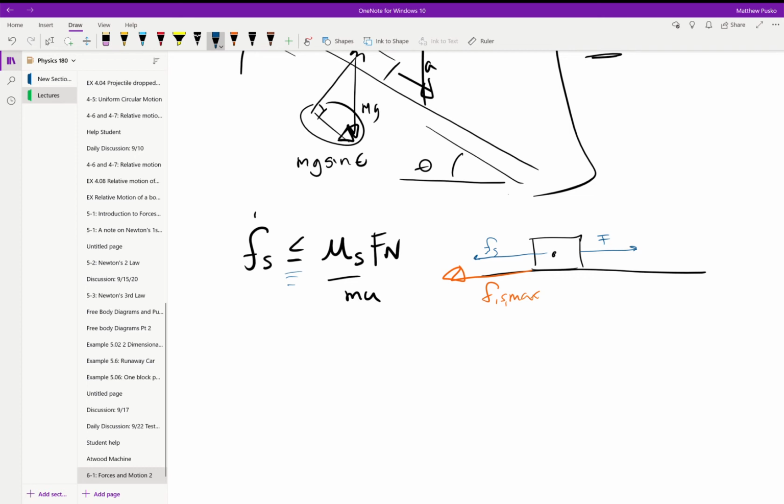When they finally equal each other, or when the component going down the incline is bigger than that static friction force, then that's when it accelerates. So use that to solve problems.